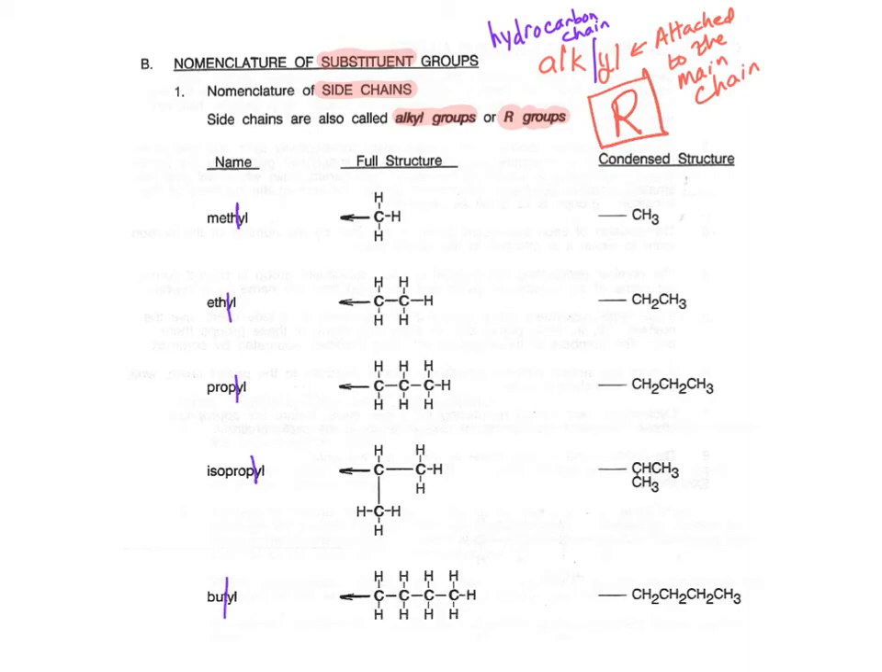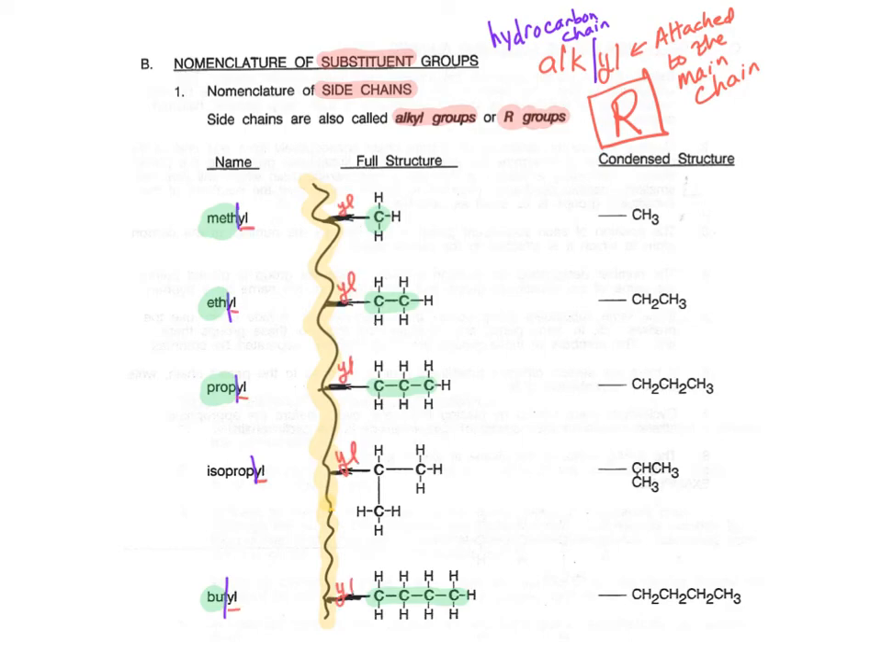The meth means 1 carbon side chain. Eth means 2 carbon side chain. Prop means 3 carbon side chain. I'm going to skip the next one for a moment. And then we go down to but, and it means 4 carbon side chain. These are all attached to the main chain, with the yl telling us that it's an attachment.